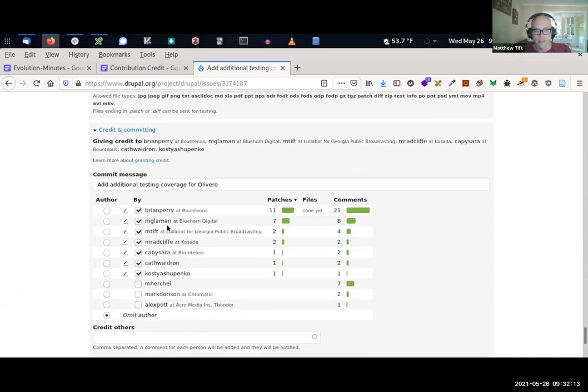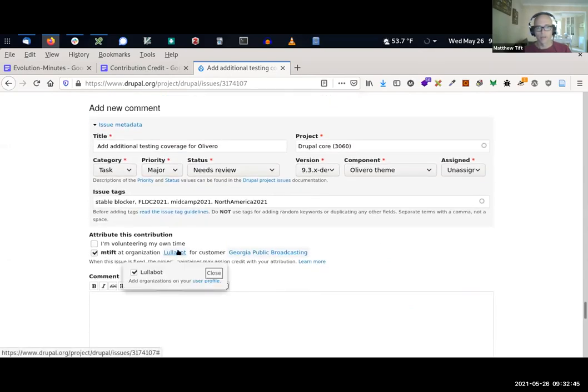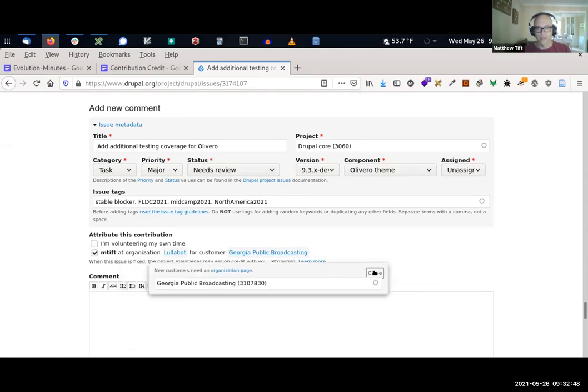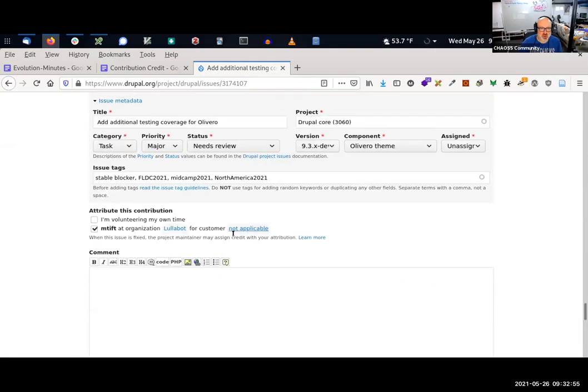The additional thing is you can see next to each person's name, like mine's actually wrong. It says mtiff at Lullabot for Georgia Public Broadcasting. I forgot to uncheck that, but that's the additional thing: you can say they're doing that work for them, or this person is doing it as a volunteer. And where is it that you indicate that? Oh, if I go back to here, I can say mtiff at organization. I could change that, go here and remove Georgia Public Broadcasting. I see. So one of these comments exists for each contribution all the way up the chain. Yeah. That's really cool.